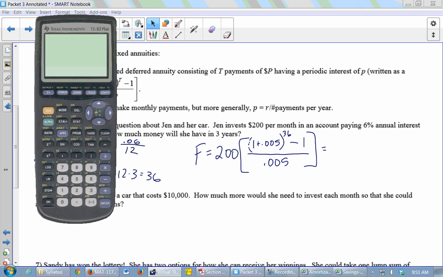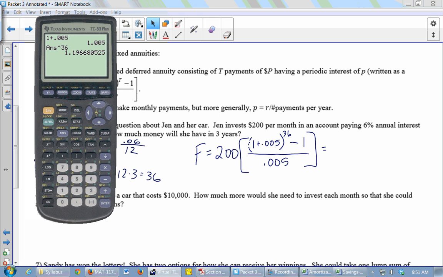All right, so I have a big square set of parentheses, so I have to work inside that first, right? And within the square brackets, I have a smaller set of parentheses. So I'm going to do that first. 1 plus 0.005 is 1.005. Okay. Then the next thing I should do in the order of operations is exponents, right? Parentheses, exponents. So I'm going to raise that to the 36th power.